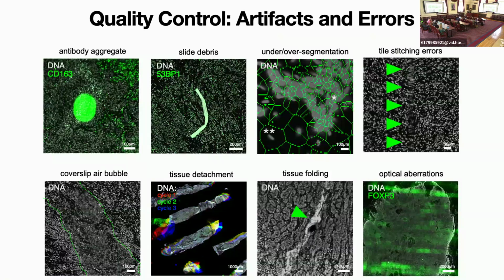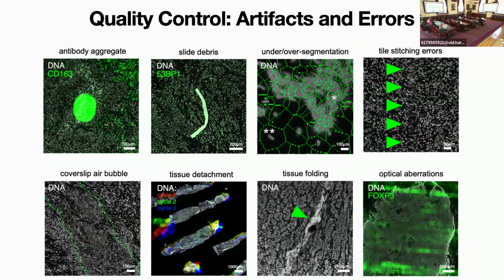Also, there are things that only become evident after you've imaged, such as antibody aggregates, or you've got a hair or a piece of a fiber or something on the slide that's fluorescent. There could also be problems that happen only during the imaging, like a piece of the tissue detaching, or an air bubble under your cover slip. In the bottom right, I don't know what happened there, but that's a mess, probably dirt on the objective or something.